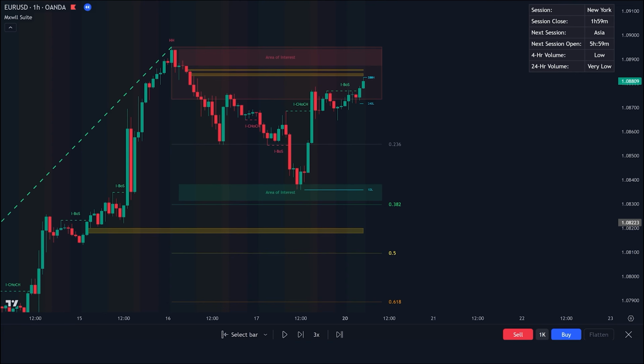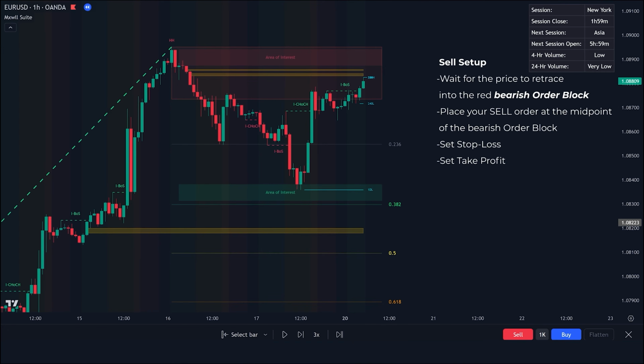Sell entry scenario with order block. The Maxwell Price Action Suite indicates a strong bearish trend, as evidenced by the price making lower highs and lower lows. Given this downward trend, we will be looking for a sell opportunity using the indicator's bearish order block. The bearish order block is highlighted in red.